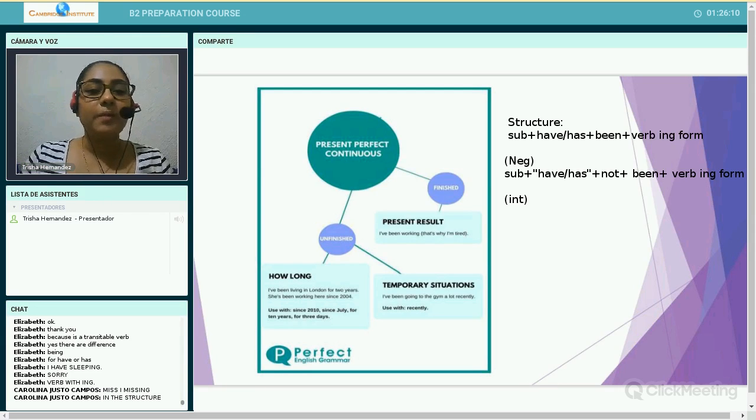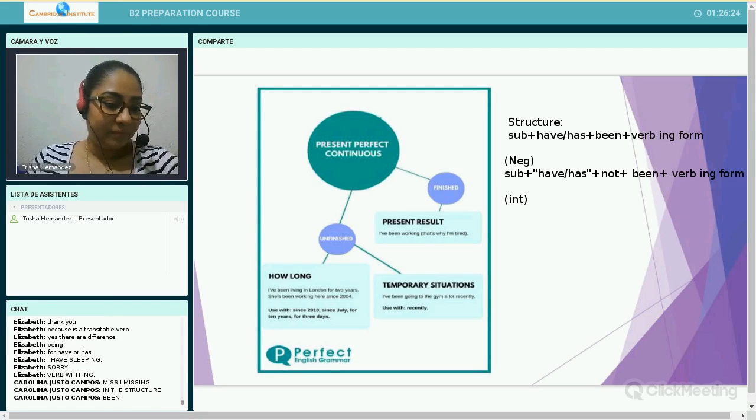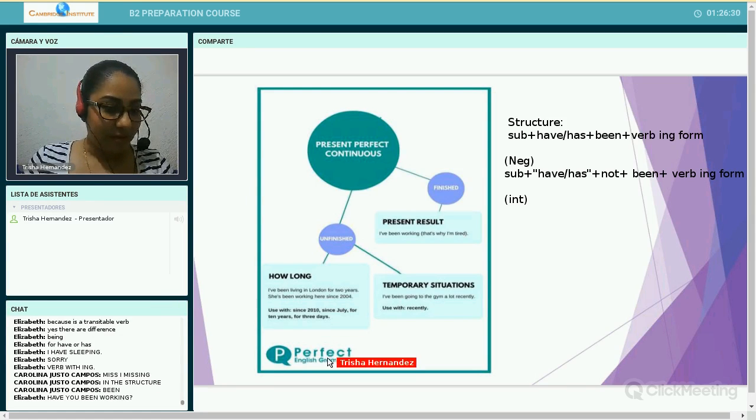There are going to be some opportunities and some sentences when you can. Yes, Carolina, what are you missing in the structure? Been. Yes.